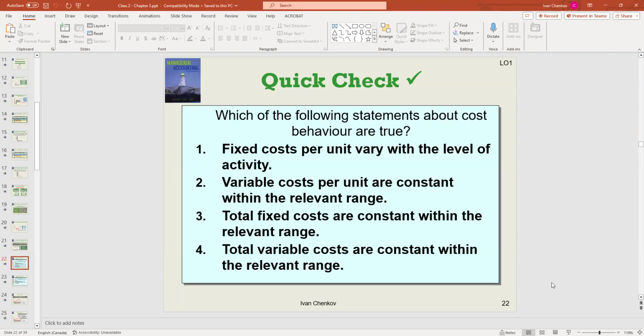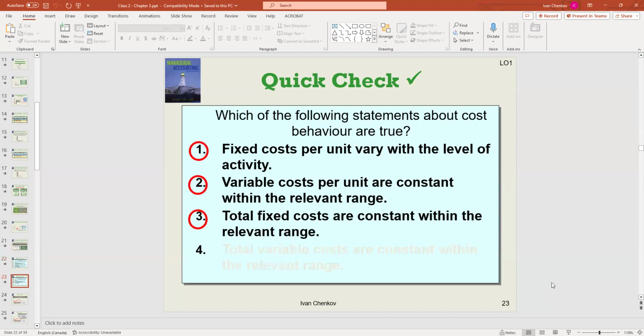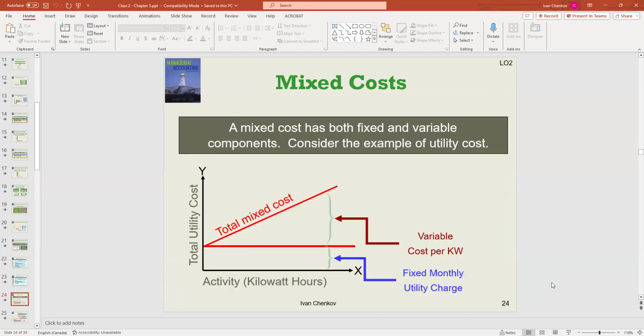Total fixed costs are constant within the relevant range. If I'm staying in a one-bedroom apartment, I'm paying within that range. It's true. Total variable costs are constant within the relevant range. Is that true? That's the false statement, because the total variable cost always increases in relation to the usage or activity.